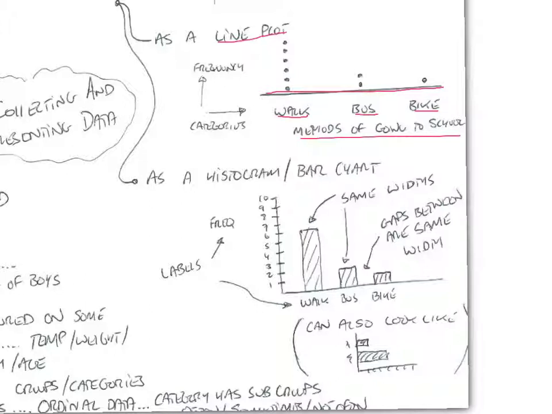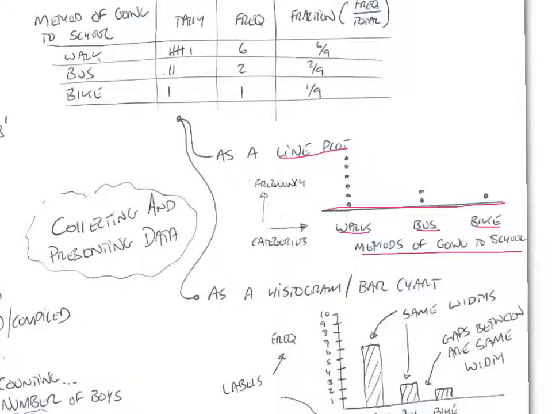Okay, and then for each student we looked at our frequency chart. For walking to school, we place 6 dots to represent the frequency, and for the bus we have 2 dots above our line in the line plot, and for cycling 1 dot.